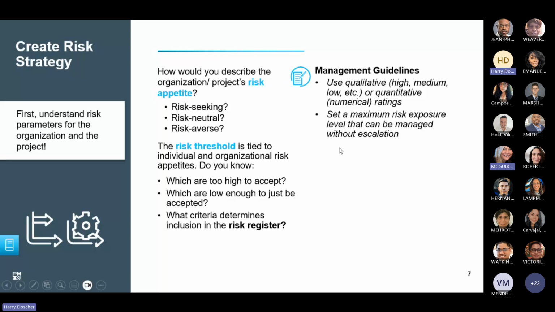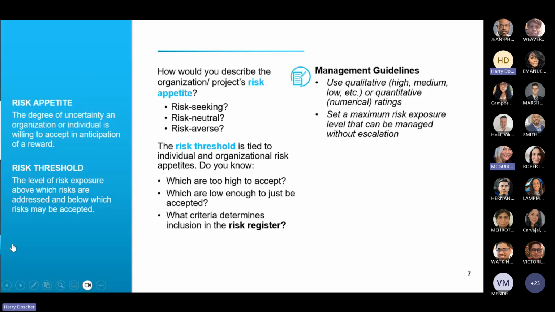And one of the things is, as I mentioned before, set a maximum risk exposure level that can be managed without having to escalate. And you want to be able, as a project manager, to handle any of the small risks that come up and only escalate if something major comes up. For example, in our case study, if there would be a huge storm and most of the breakwater is washed away, that's something that would need an executive decision as to whether or not to continue with the project. Okay. So a couple of definitions.